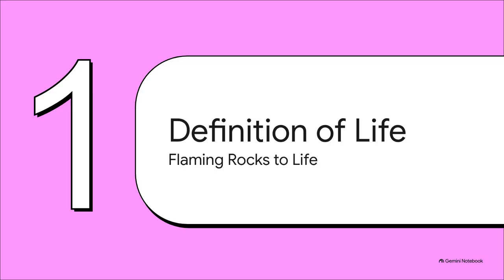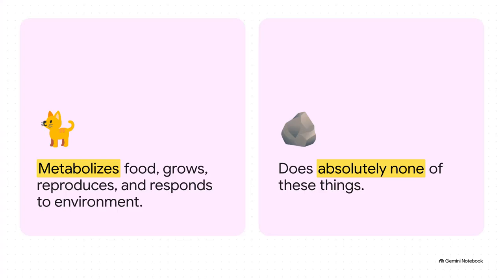All right. Let's start right at the beginning, the definition of life and how we actually got from flaming rocks to living beings. So picture this. 4.5 billion years ago, Earth was essentially just a giant, barren, flaming rock. So how on earth did we get from that to life? Believe it or not, scientists actually still debate the exact, hyperspecific definition of life. But honestly, it really boils down to the basic differences you see right here.